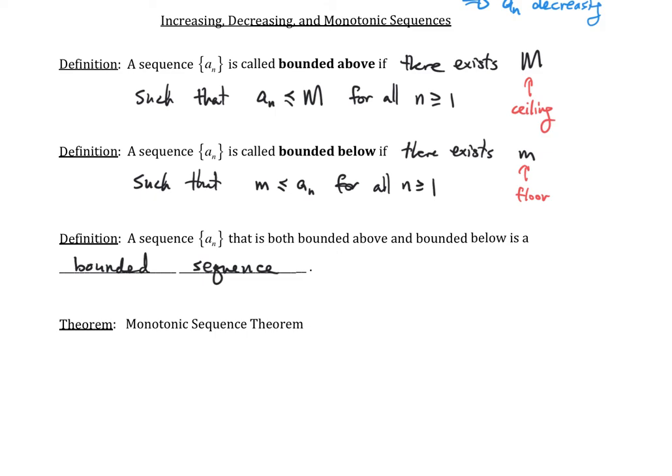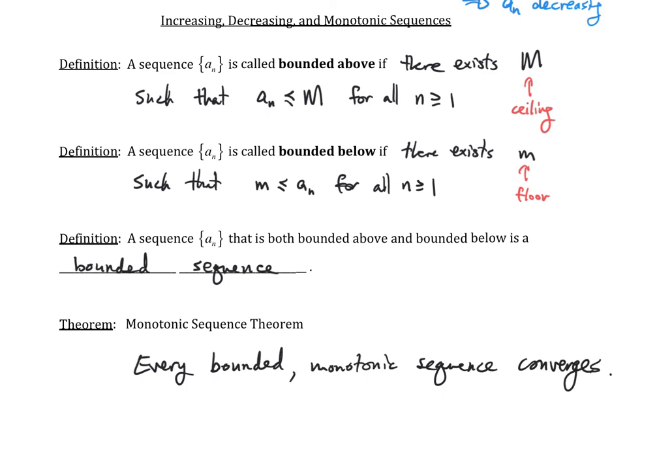The monotonic sequence theorem basically says every bounded monotonic sequence converges. So remember, we were talking about convergence of sequences. We learned about limits. We learned about squeeze theorem. Well, if you could show that your sequence was bounded and it was monotonic, meaning it's either strictly increasing or strictly decreasing, then your sequence is going to converge, which is nice.